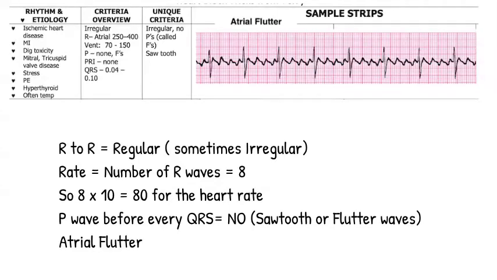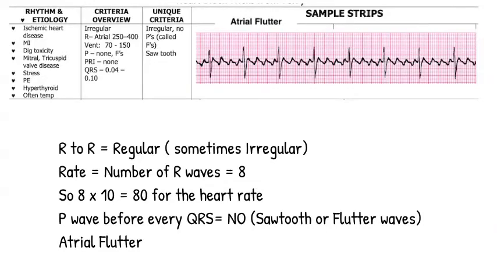Causes of atrial flutter can be ischemic heart disease, MI, digitoxicity, mitral or tricuspid valve disease, stress, PE, we're talking about pulmonary embolism, hyperthyroid, and sometimes a temperature.